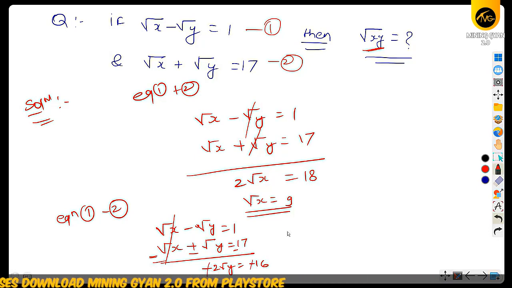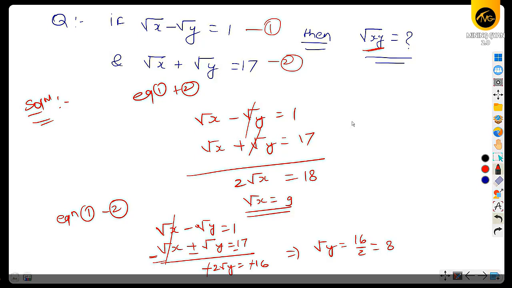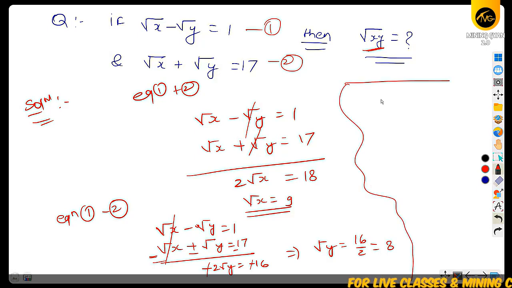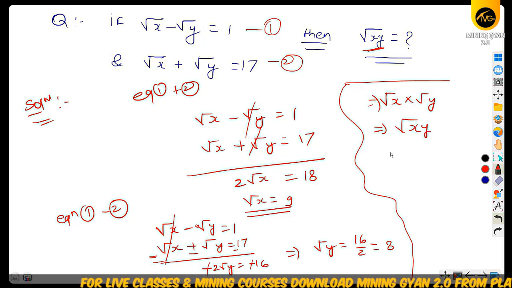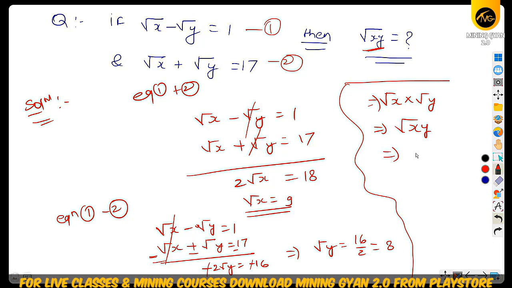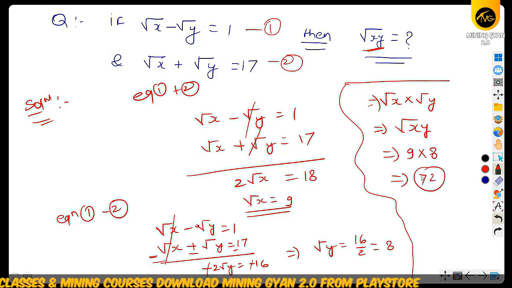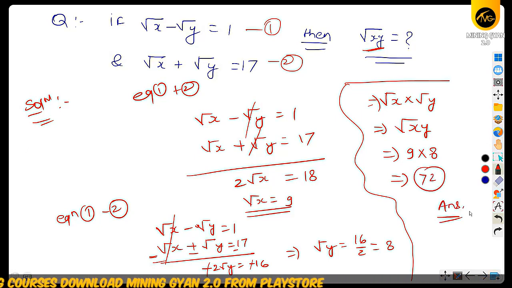So minus minus will be cancelled, and now root y is equal to 16 divided by 2. It means it's 8. So now we have the value of root x and the value of root y. So root x into root y will be root of x into y. Now the values of root x and root y are 9 into 8. That means 72. So the answer will be 72. Correct.